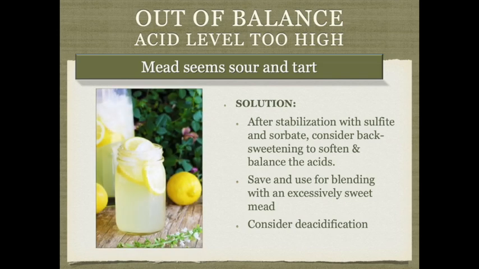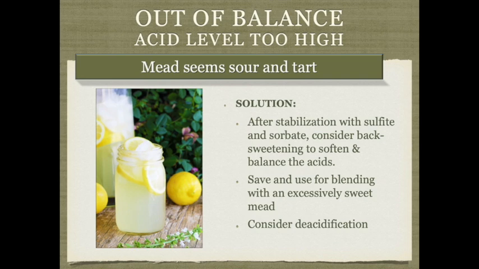So to address it, after you've stabilized it with sulfate and sorbate, you can back sweeten it, and that will help soften and balance the acids. Of course, it only goes so far. It is possible to have a sweet and sour mead. I've judged quite a few where it was twice out of balance. It was both too sour and too sweet. That might be okay if you're going for that type of thing, but that's not always what you want.